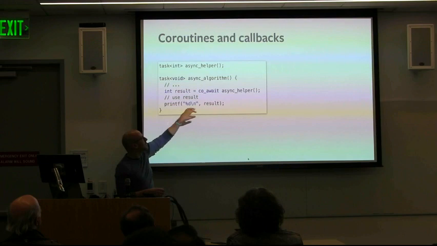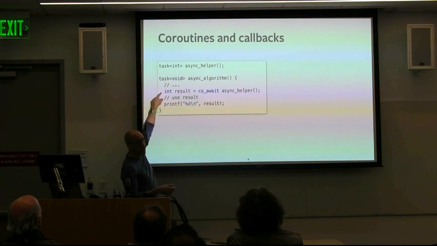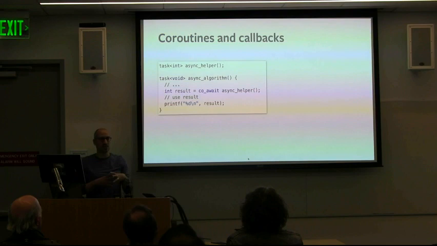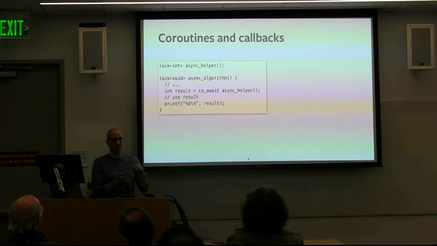I am going to suspend the execution of this function until this result is ready. When that result is ready, I am going to resume this function, continue executing this function. So coroutines are kind of an extension of the concept of function, right? In C++, as we've known it, there's only so many things you can do with functions. You can call them, and you can return from them. With coroutines, you can call them, you can suspend them, you can resume them, and you can return.